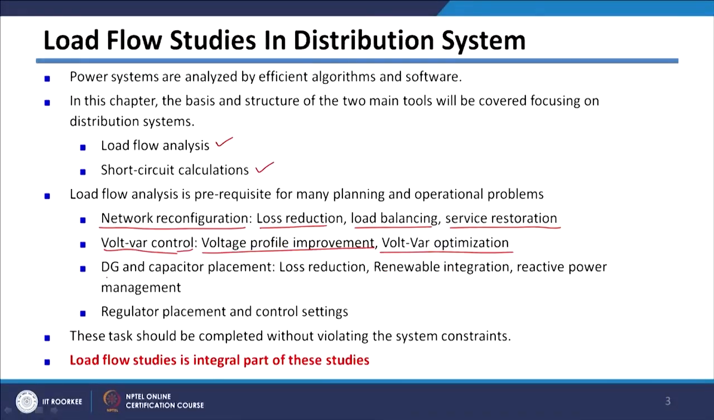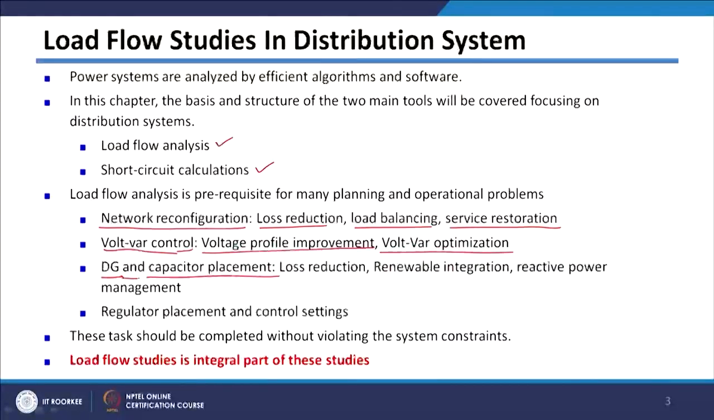Then in planning studies, when you are placing DG or capacitor, maybe for loss reduction, renewable integration, reactive power management or voltage profile improvement, we need load flow study results so that proper placement of DGs or capacitors will be done. Then for placement of regulators or control setting of regulators, we need load flow studies. We have seen that when you are doing settings in the line drop compensator circuit, those are based on load flow studies.